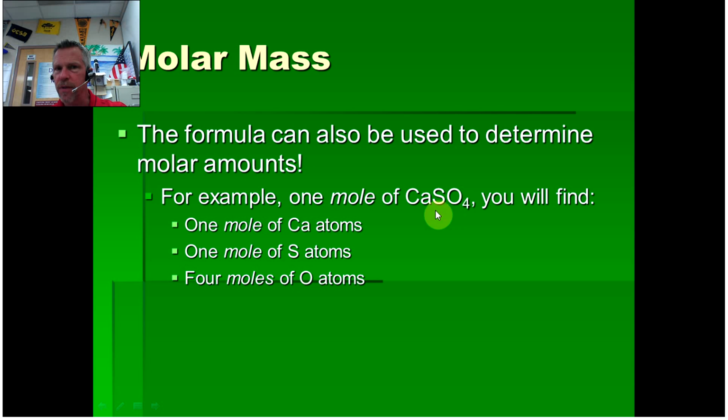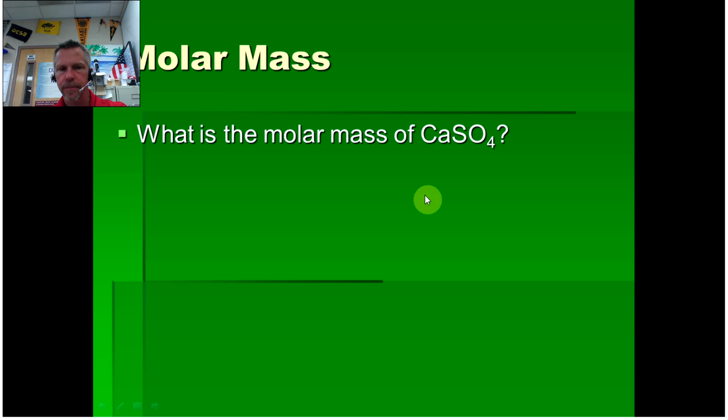So the subscripts in the formula tell you the number of moles that you have of each element. So calcium sulfate is made up of a mole of calcium atoms, a mole of sulfur atoms, and 4 moles of oxygen atoms. So now we can determine the molar mass for calcium sulfate just like we did for strontium a couple minutes ago. Oops, okay, jumped ahead there.